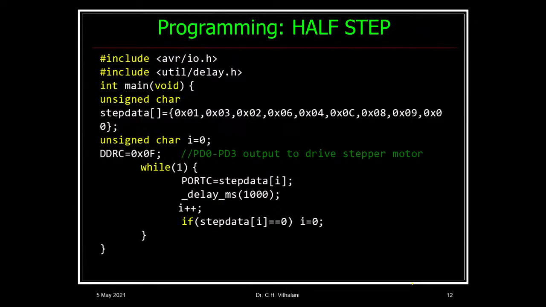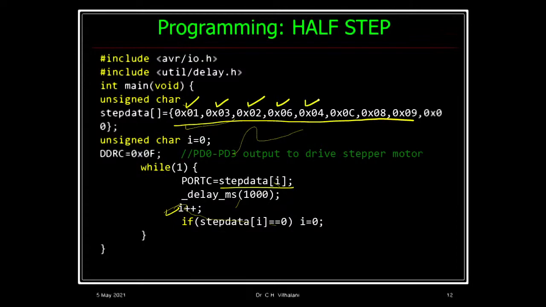So this is the same program which we have seen in the simulation. As you can see, this is the entire sequence which is already placed in the array, and then we are sending this sequence to port C. Every time we say I++, so whenever I equals 0, we are transferring 0x01. Whenever I equals 1, we are transferring 0x03. Whenever I equals 2, we transfer 0x02, and so on. Right? So one by one, this sequence we are transferring to port C.